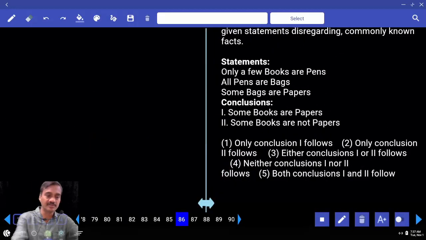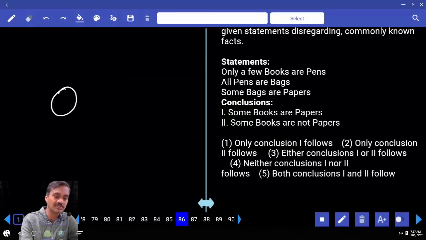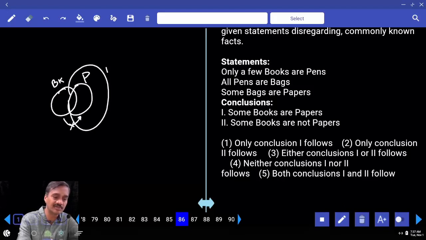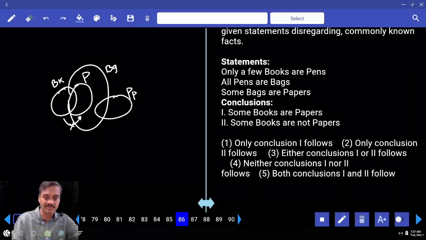Any and syllogisms. Now in the syllogisms, only a few books are pens. Only some of the books are pens, but not all. Only some books are pens, but not all can be written like this. And next one, all pens are bags. This entire pen is a part of what? Bag. All pens are bags, and some bags are paper. Now these are the bags which are paper.